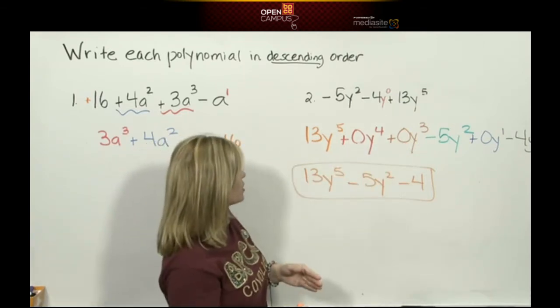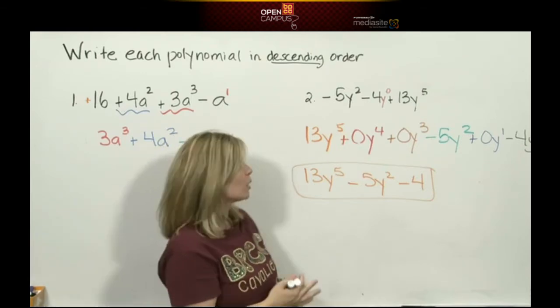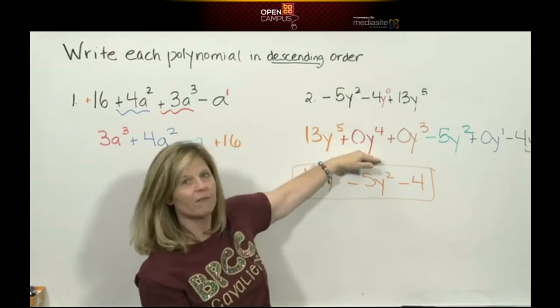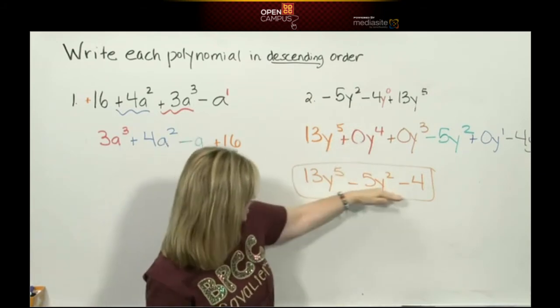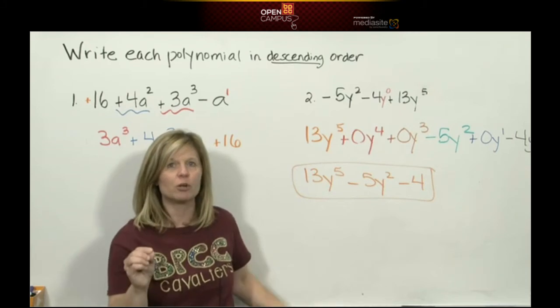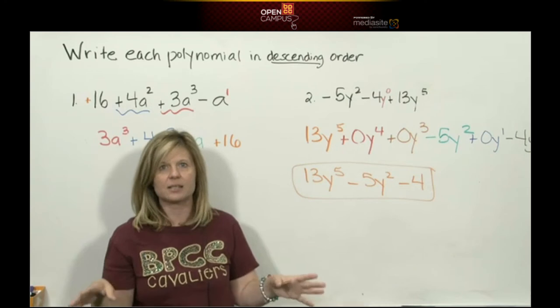There were 0 of those terms. And just like in arithmetic, we don't write 13 plus 0, in algebra, we're not going to write 13y to the 5th plus 0y to the 4th. If there's nothing there, there's no term there. But this is in the correct descending order. So just beware of that when you're doing your algebra. Every final answer for an expression must be in descending order.